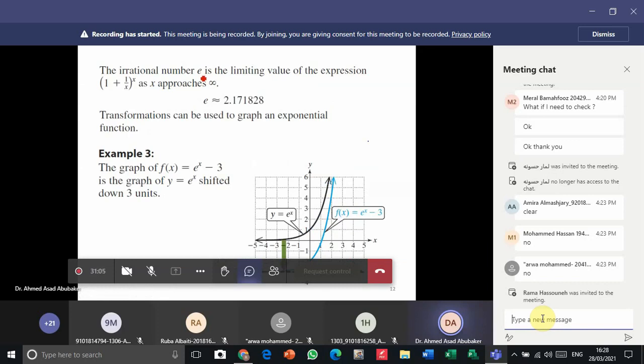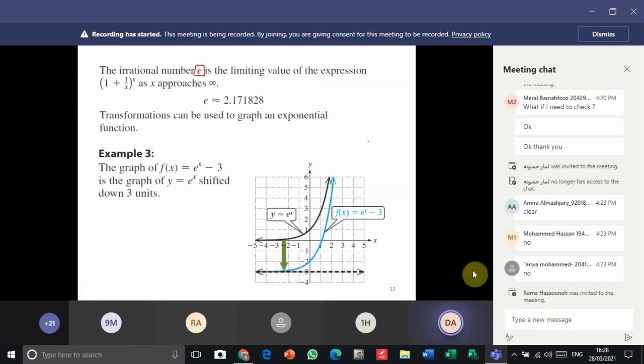We have a rational number. Also, you can find it in your calculator, E. This is the natural number, or irrational number E. This equals the limit as x goes to infinity of 1 plus 1 over x, all to the power x.